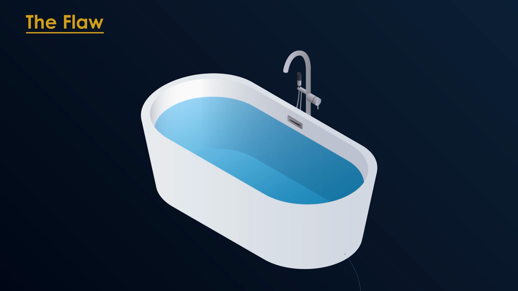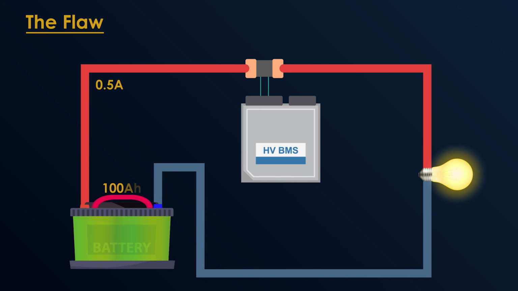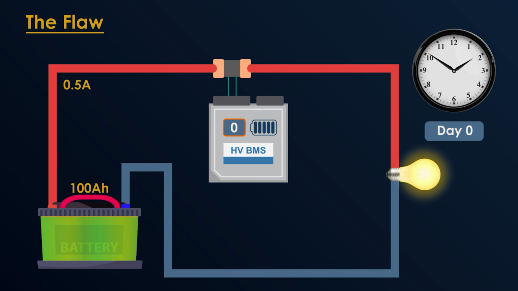It is like a small leak in the bathtub that our accountant can't see because it is too small to notice. Imagine we have a single 100 ampere hour battery with a 0.5 ampere ghost load, maybe a small cabin light. A BMS sensor reads this as 0 amperes because the shunt can't detect this low current. On day 1, we actually lost 12 ampere hours.